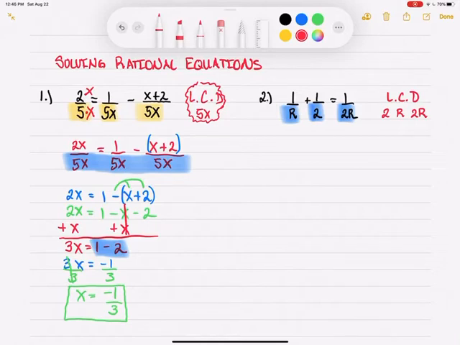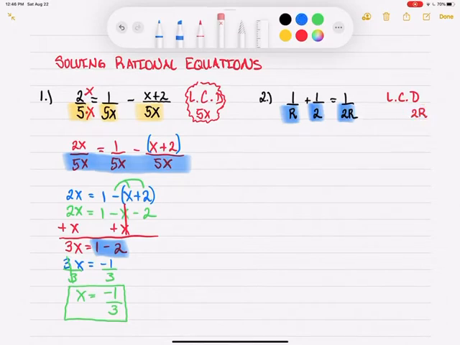So if I look at 2, I can't divide 2 by r. They don't have anything in common. I can't divide r by 2. That doesn't work either. If I look at 2r, I notice that it has both 2 and r. So I know that 2 goes into 2r. I know that r goes into 2r. So that right there is going to be my lowest common denominator, 2r.